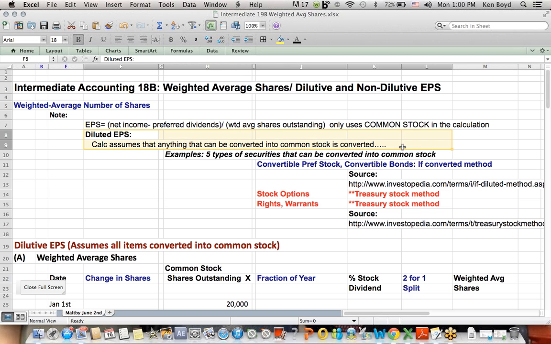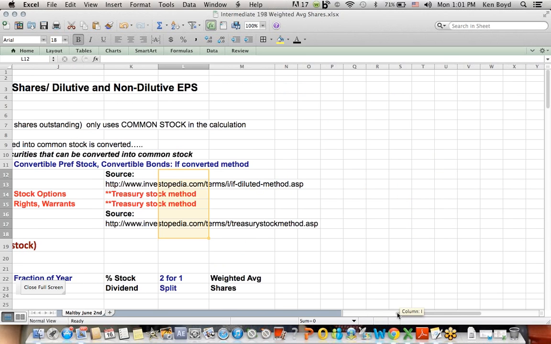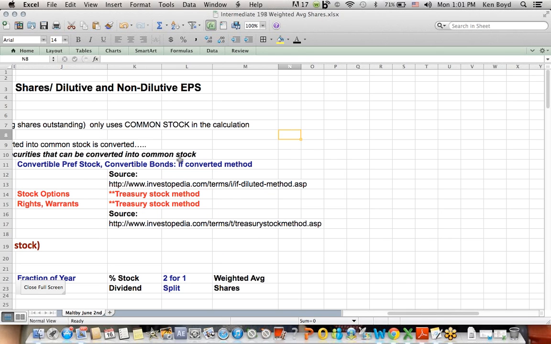Diluted earnings per share is a calculation that assumes that anything that can be converted into common stock is converted. There are 4 or 5 types of securities that can be converted into common stock, and especially if you're taking the CPA exam, these are the ones that are covered: convertible preferred stock and convertible bonds, stock options, rights, and warrants. I have some references here to some great Investopedia pages that explain more about the if-converted method and the treasury stock method that will come up later in this discussion.